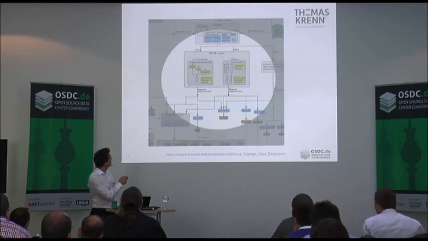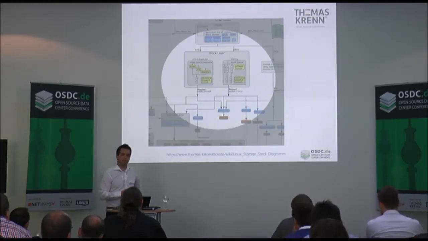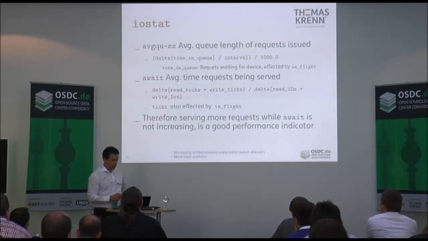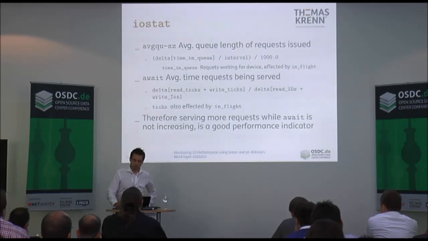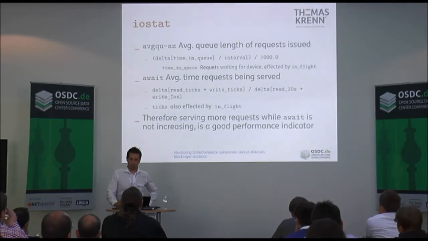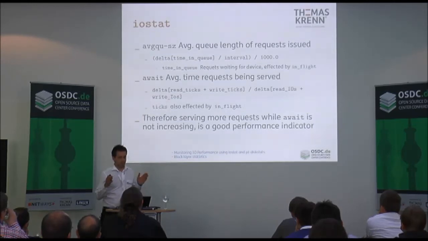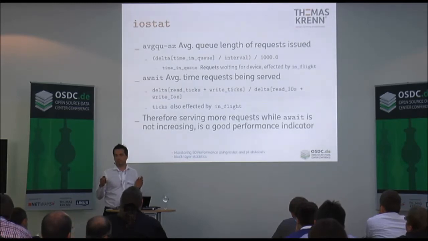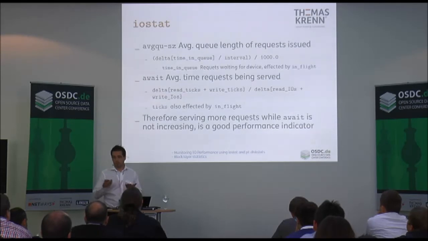So we want to take a closer look at the statistics given for the block layer from IOSTAT. The first one is the average request size, and this is the average queue length the IO scheduler issues to the dispatch queue from the driver. So if we can dispatch more requests to the device driver in the same time, then our block device is performing better because we can serve more requests.